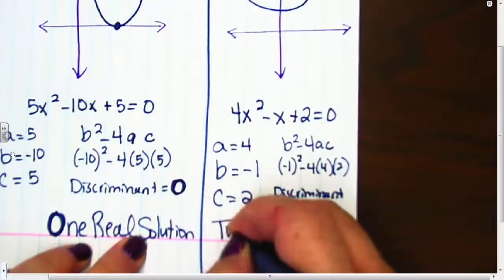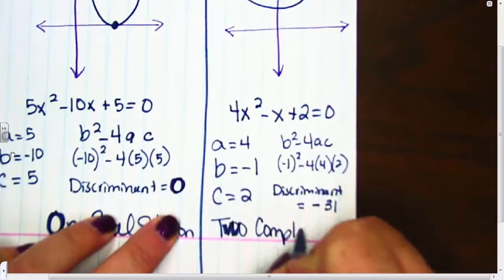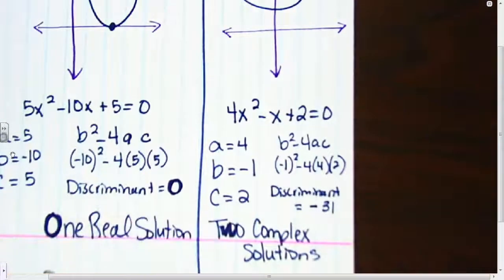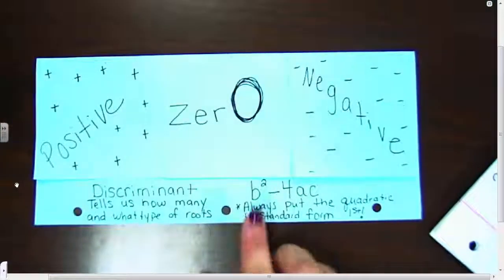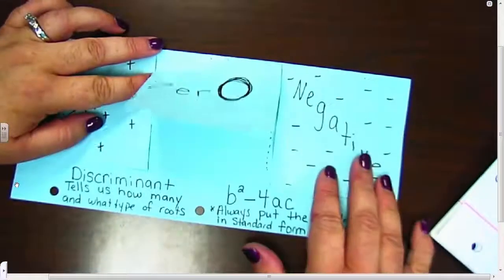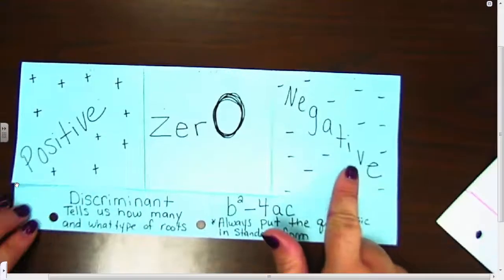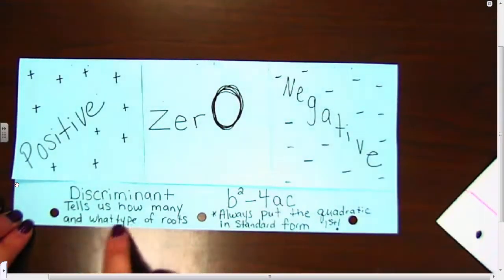So I have 2 complex solutions. Complex solutions, that's just another way of saying imaginary solutions. One way to help you remember these notes is to make a foldable. Here's a foldable that I've used in the past where you just take a sheet of paper, you create 3 little flaps. You can get a positive, a 0, or a negative. Down here at the bottom I put what the discriminant is and the formula. It tells us how many and what type of roots.